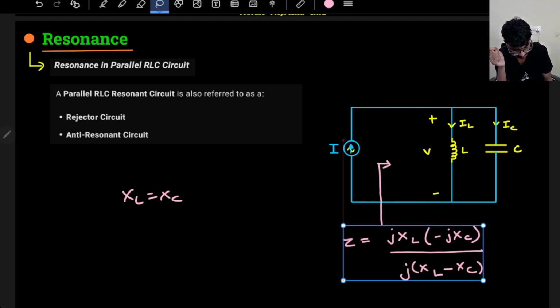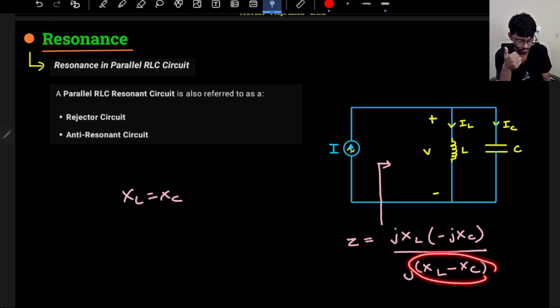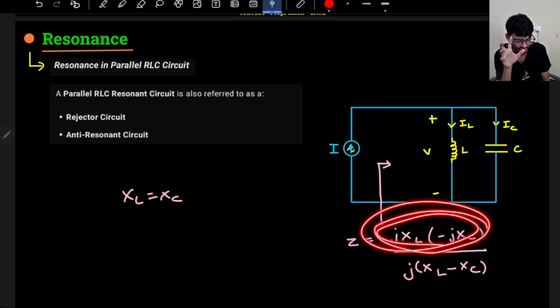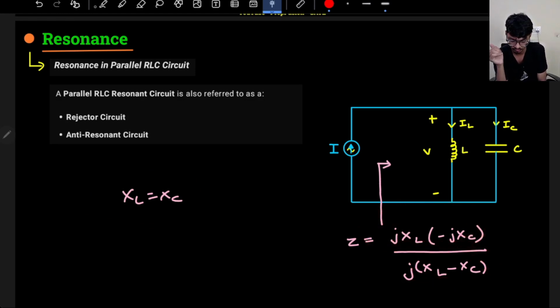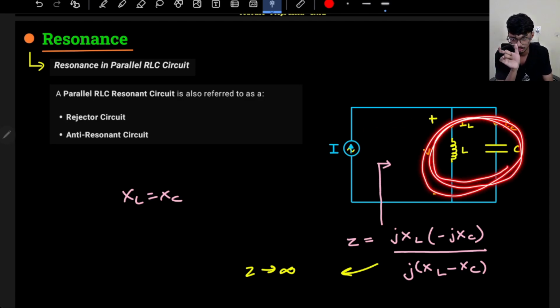So I have told you that at resonance XL is equal to XC. That means this denominator will be 0. So this is some finite value divided by 0, and finite divided by 0 is infinity. So my input impedance at resonance is infinity, right? Z is tending towards infinity. So if it is tending towards infinity, will any current flow? This impedance is telling me I have infinite input impedance. You cannot flow any current through me.